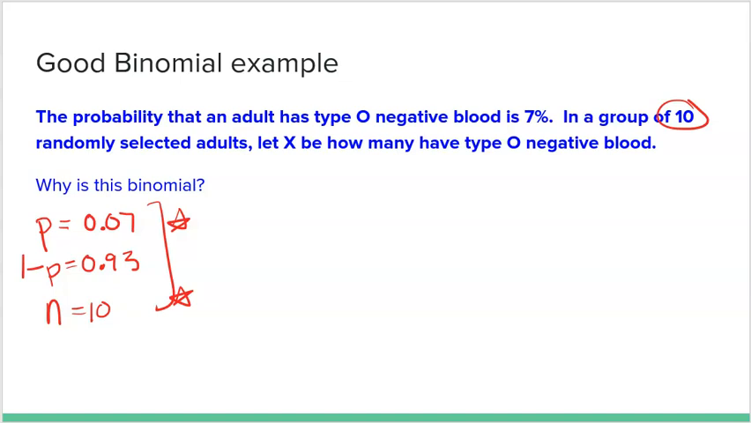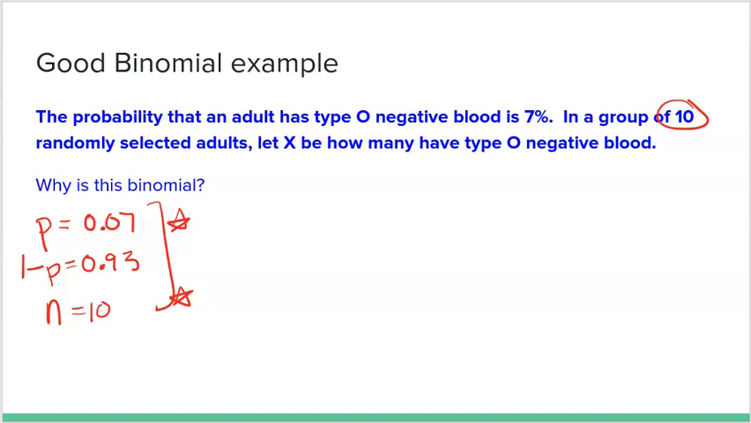They must be independent. And that is true because we're looking at randomly selected adults. We're not picking out our friends or our family members. That's not independent. We're picking out random adults. And if I'm picking out random adults, one person's blood should not impact the next person's because it's just random.